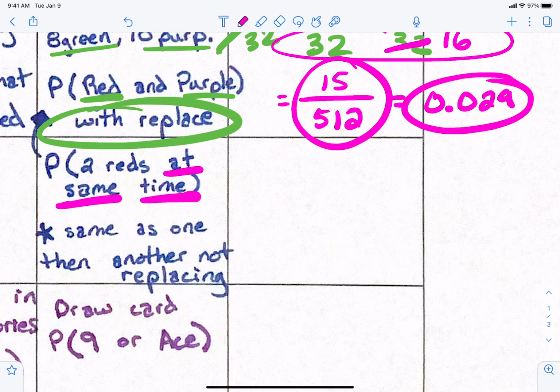People get confused with that. 2 reds at the same time. They're like, how do I do that? At the same time is the exact same thing as pulling one out and then the other one out, but not replacing them. Does that make sense? Pulling 2 of them out at the same time is the same thing as pulling one out, then the other out, but not replacing them. So just do one and then the other, but not replacing, right? At the same time means that, okay? One and then the other, not replacing.